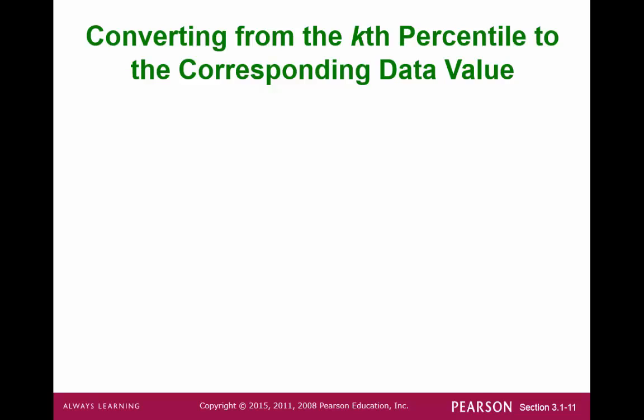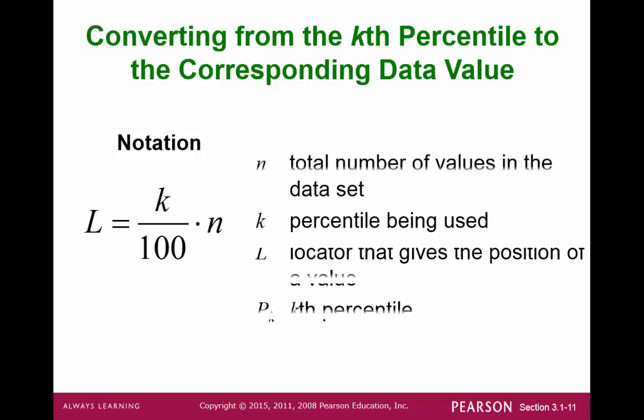Now on the other hand, if you have the data set and you are given the percentile, you want to find the data value with that particular percentile or placement, you would use the locator function. It is important to remember that this formula gives the location. So if there are n values and we're looking for the value in the kth percentile, we take k divided by 100, then multiply by n. This value tells us where to look in the data set.